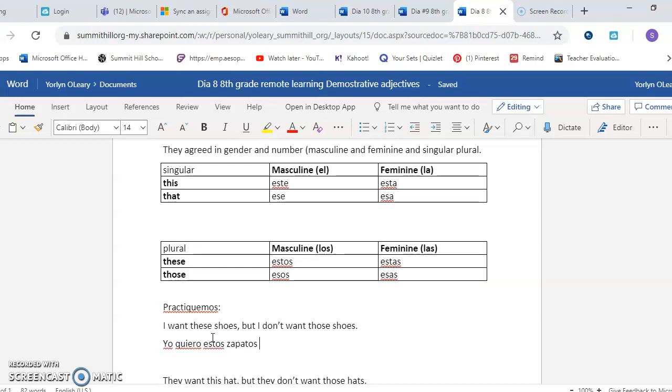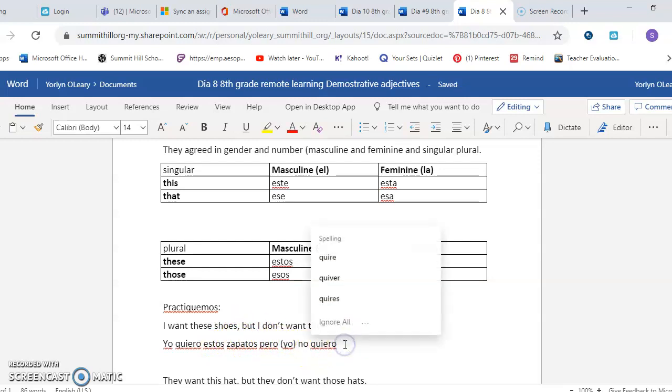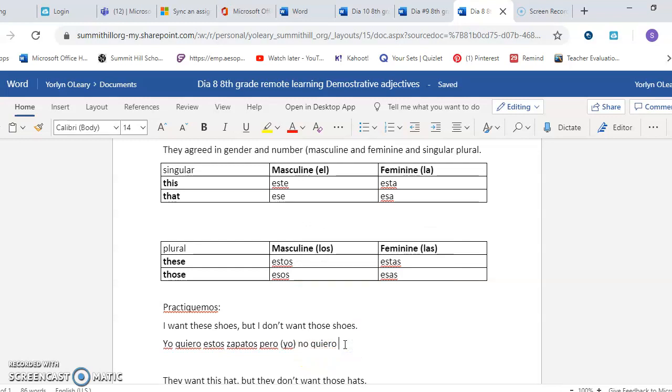Yo quiero estos zapatos. Pero, if I want to say I don't want, I will put the no. No quiero. Or you could say, pero yo no quiero. That is up to you. Remember, we have learned that that's the subject pronoun. You could omit it. Yo quiero estos zapatos, pero yo no quiero. Now I need to say those shoes. Pero no quiero those. Esos zapatos. Okay?